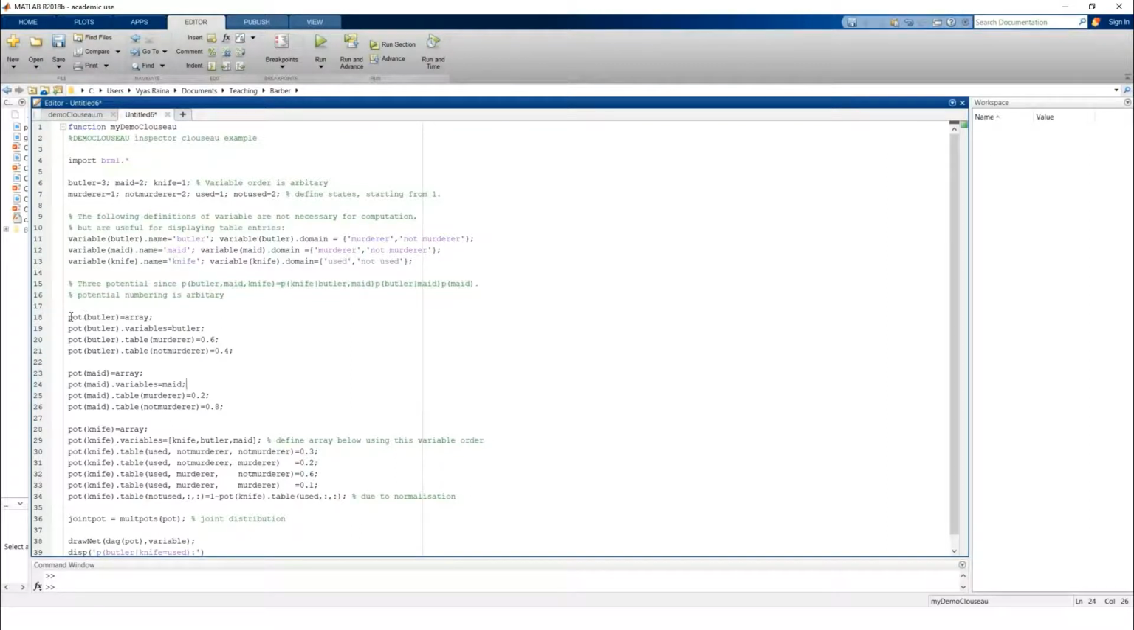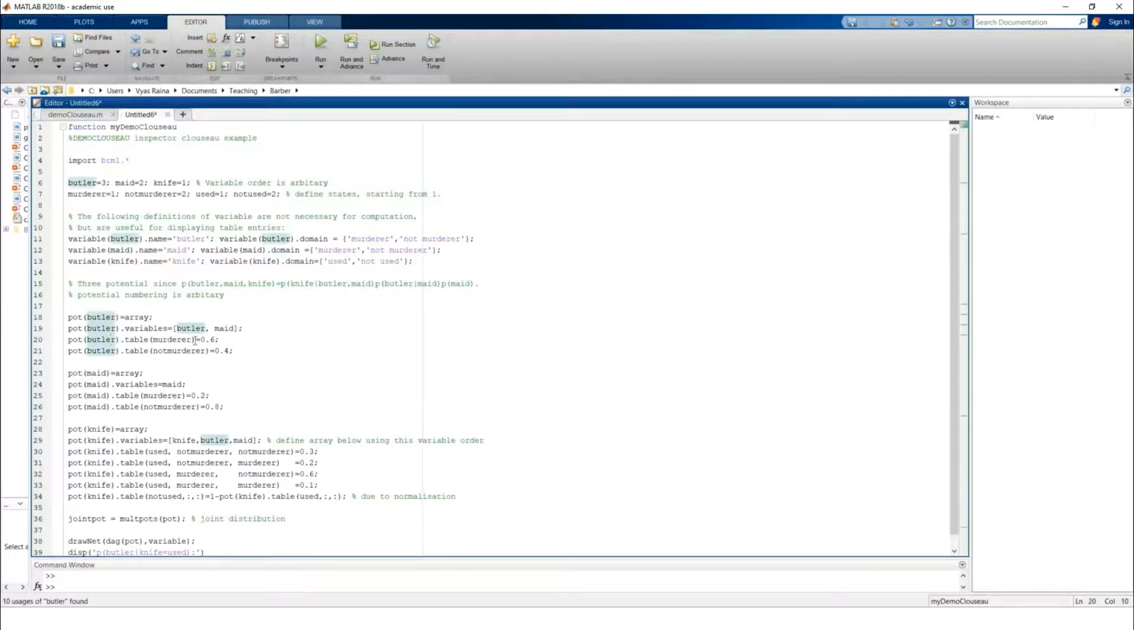The first one is the Butler potential here. This has previously been defined for the potential of the butler on its own, but now we also have this given maid, so we have to account for this variable in our conditional probability distribution now, the probability of the butler given the maid.